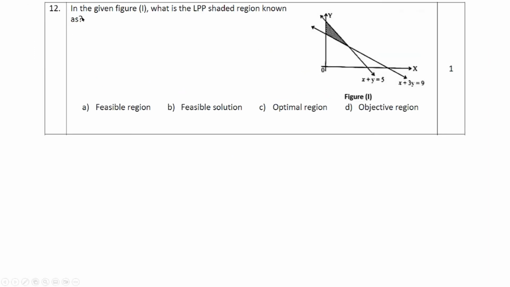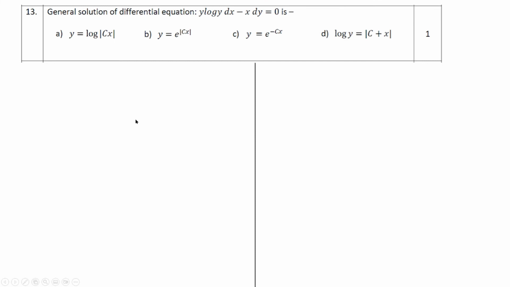Next question. In the given figure 1, what is the LPP shaded region known as? So this we are familiar with. The shaded region is known as the feasible region. This is the feasible region. So the correct option is option A, feasible region.